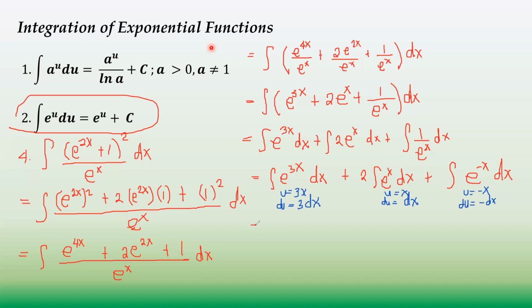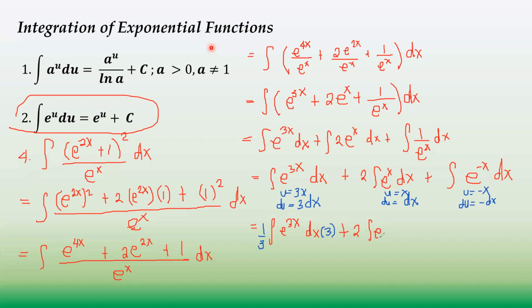Kaya magkakaroon tayo ng integral of e raised to 3x dx. Okay. Ngayon, ang u ay 3x. So e raised to u again ito. Ang iiwan sa atin ay dx lang. Pero dapat ang derivative ay 3dx. So kulang ito ng 3. Kaya multiply natin ng 3 ito. Maglalabas tayo ng 1/3, yung reciprocal, 1/3. Okay, tuloy natin. This is plus 2.